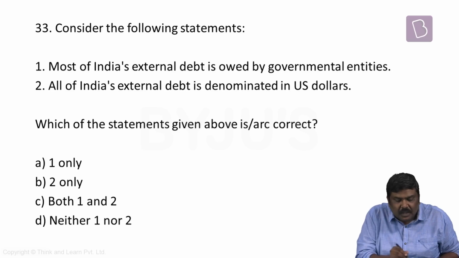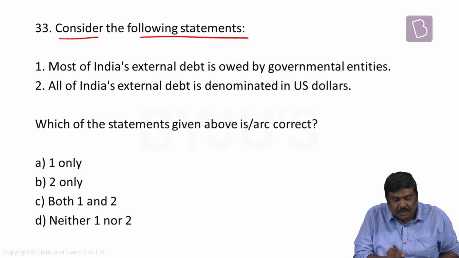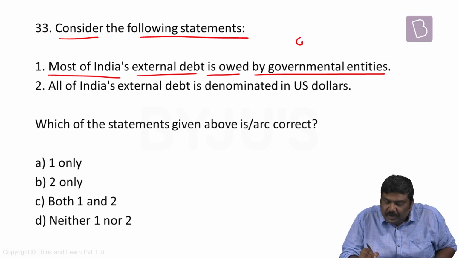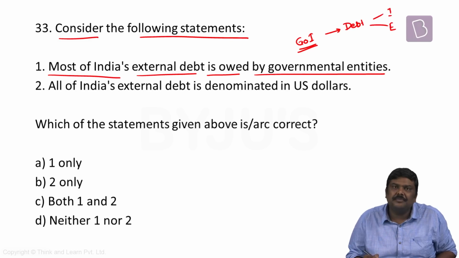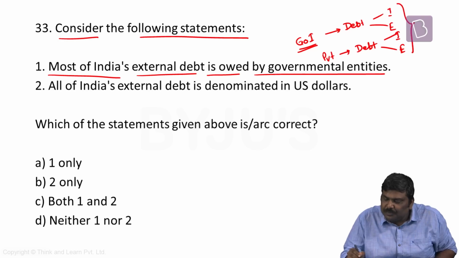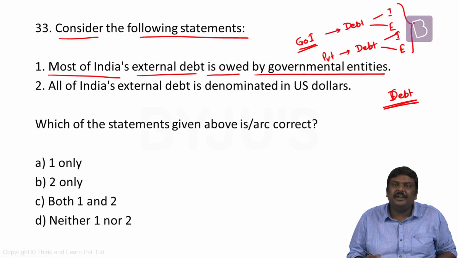Question number 33: consider the following statements. Most of India's external debt is owned by government entities. Now, the government will have a certain debt, which could be internal as well as external. But apart from this, even the private sector will have debt, which is again internal as well as external. All of this put together is the total debt of India.